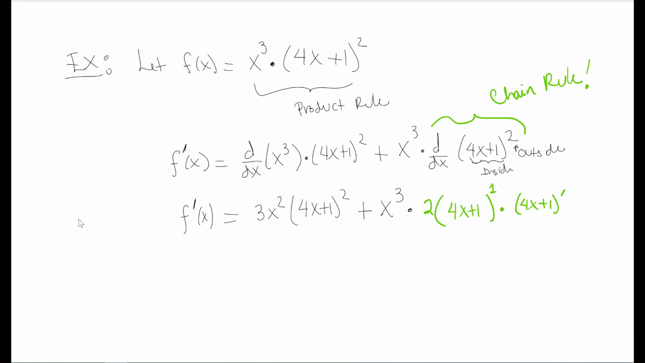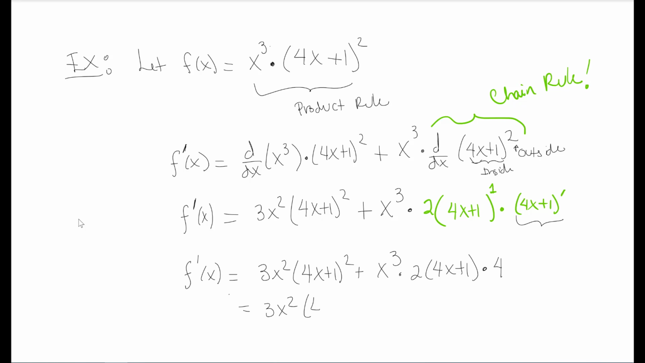If you want to skip some of the steps because you understand how to do it, that's fine. But for clarity, I'm just going through all the steps here. So I'm going to have 2 times 4x plus 1 times, now the derivative of this, the derivative of 4x is 4 and the derivative of 1 is 0. So I just get 4. And combine everything, so I get 3x squared times 4x plus 1 squared plus, combine your constants first, so 2 times 4 is 8, so I'm going to have 8x cubed times 4x plus 1.